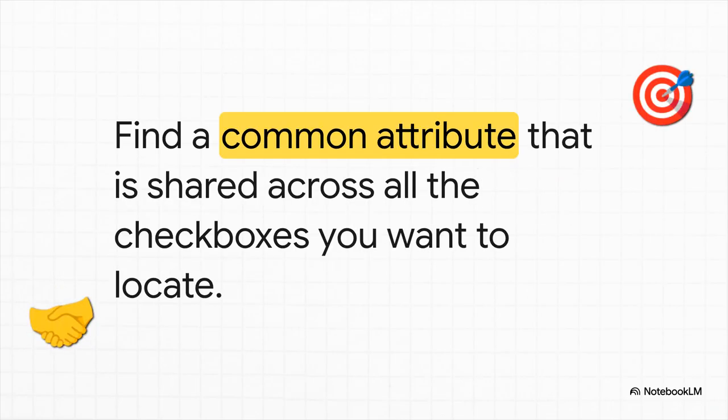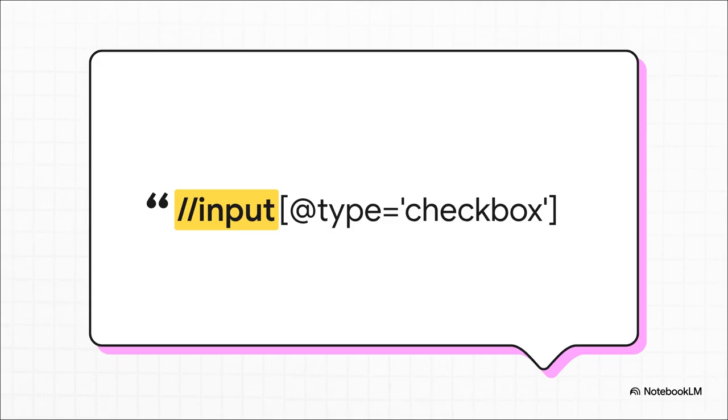The trick is to find something they all have in common, like a shared fingerprint. Instead of a unique ID, we're looking for an attribute that every single checkbox on the page shares. And for checkboxes, that fingerprint is almost always the same. They're input tags that have a type of checkbox. And this is the little piece of magic that gets it done.